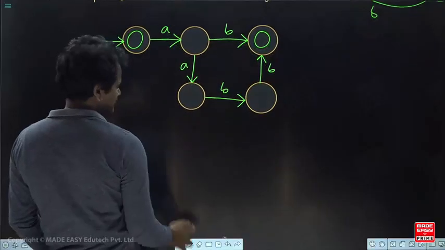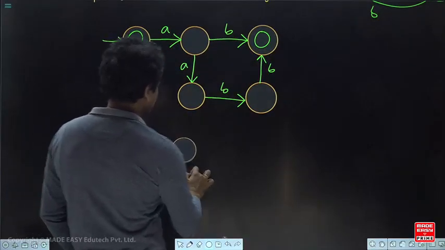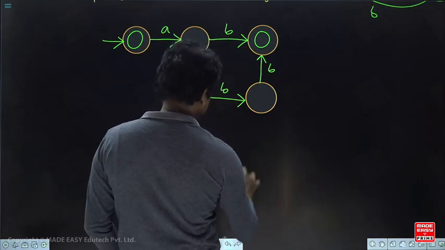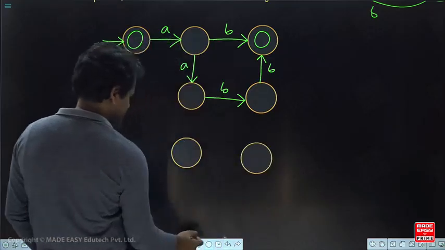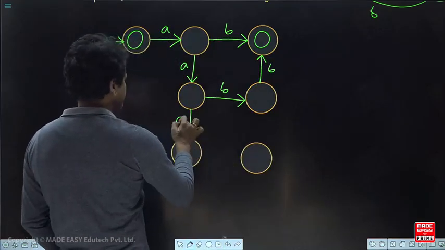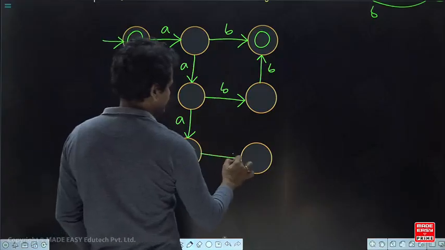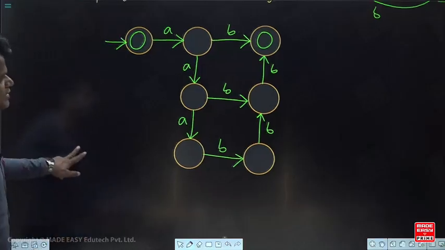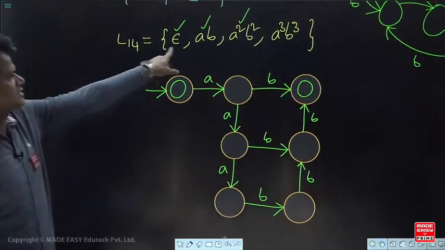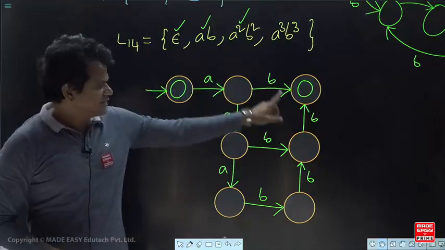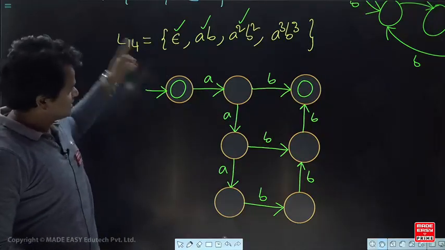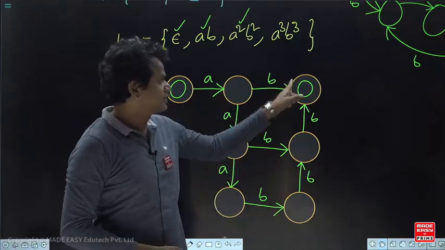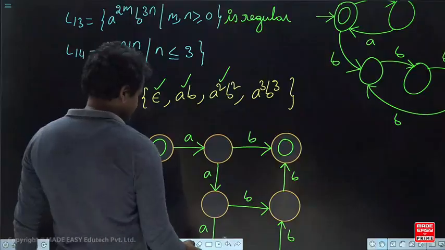What else is left? a cube b cube. Accept a cube b cube as well. Okay, are you following? How a cube? 1 2 3. Then b cube, 1 2 3. So it will accept a cube b cube also. These are the strings in L14. This is the finite automata which accepts L14, and this is epsilon. This is for ab. This is for a square b square. This is for a cube b cube. Therefore, the language is regular.